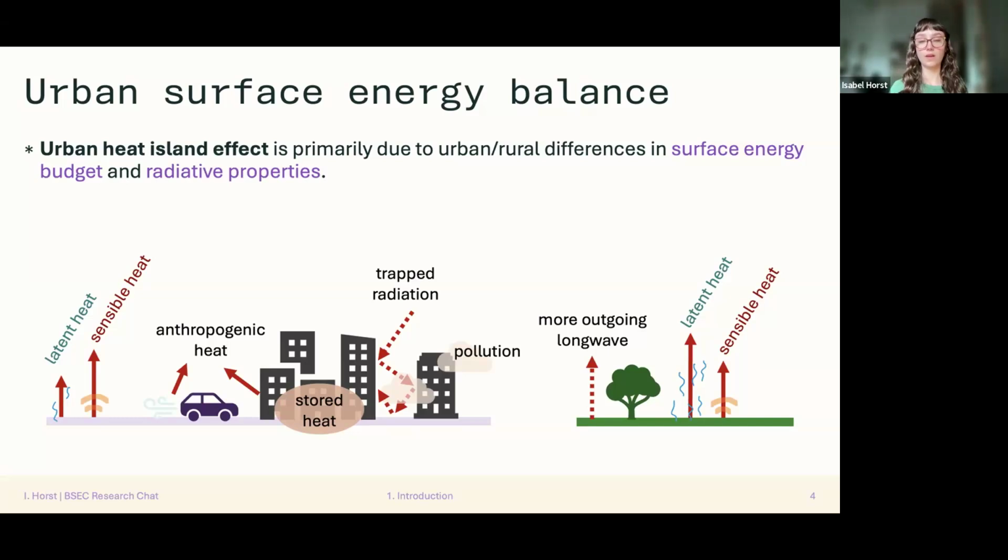There are also phenomena where tall buildings can sort of trap radiation between them, and it just keeps bouncing around, keeps warming things up. And we also have more pollution that is associated with heat in cities, whereas in rural areas, generally less pollution, and radiation is able to sort of escape the surface canopy layer more effectively.